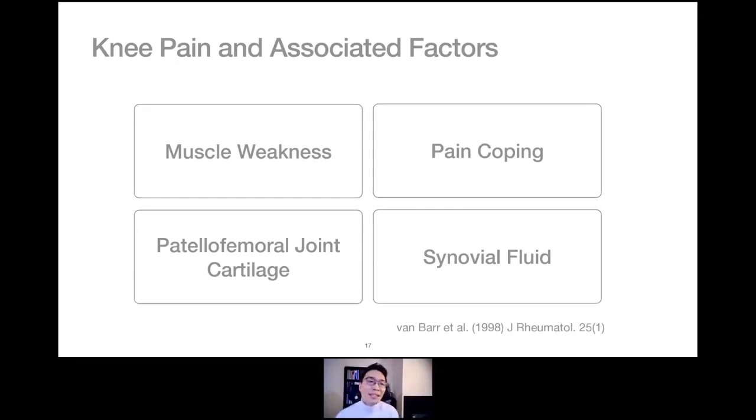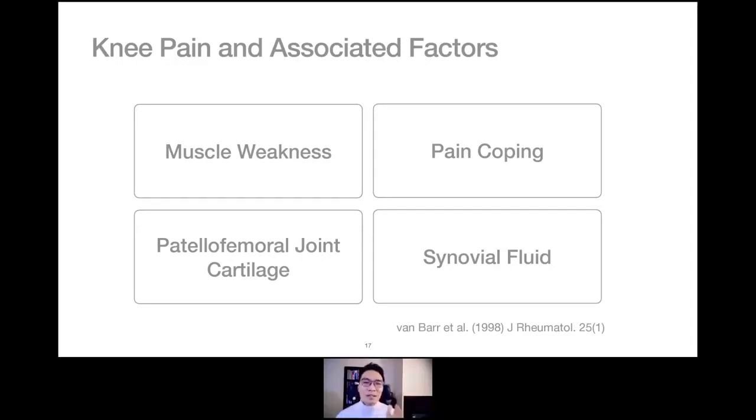An interesting thing is the pain coping, which means if the patient is in some anxiety or depression, the patient is more likely to experience pain. Or if the patient is pessimistic rather than optimistic, the patient is likely to have more pain. So I'm going to deal with that later in the next chances. And today I want to focus on the muscle weakness and the patellofemoral joint cartilage.